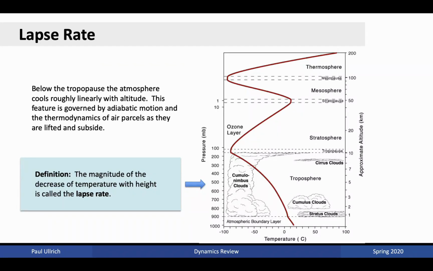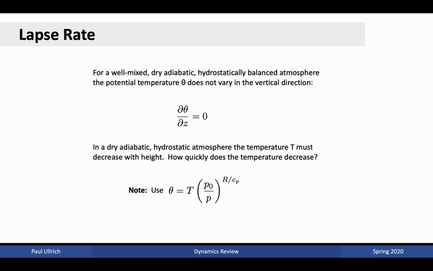All right, we can now use this notion of potential temperature in order to investigate the expected lapse rate of the fluid through the troposphere. Below the tropopause, the atmosphere cools roughly linearly with altitude. This feature is governed by adiabatic motion and the thermodynamics of air parcels as they are lifted and subside. The magnitude of this decrease of temperature with height is formally referred to as the lapse rate.